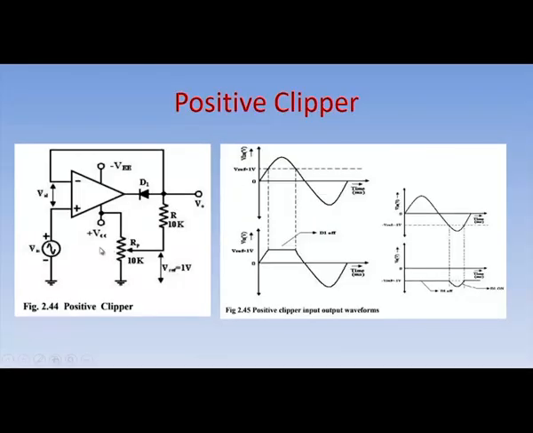So, this is the circuit for a positive clipper. The alternating signal is given to the positive terminal, and the reference voltage, which is taken from the positive supply through the resistance Rk, is given as the other input of the operational amplifier. So, here the V reference is given to the negative terminal of the operational amplifier, and this entire setup is used with the precision diode.